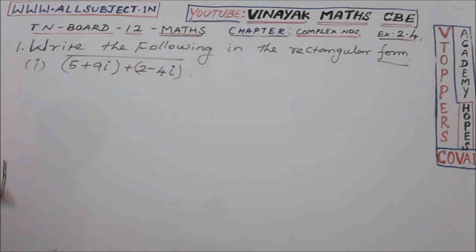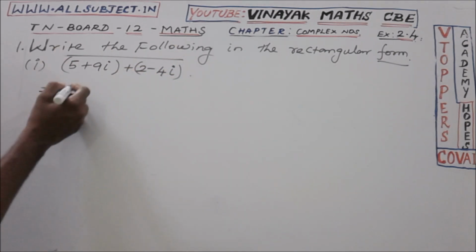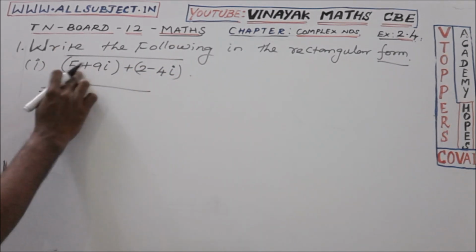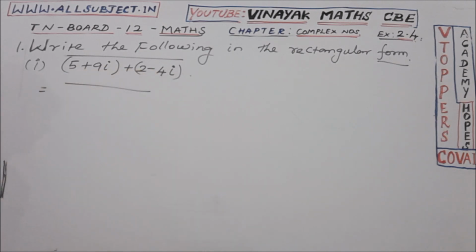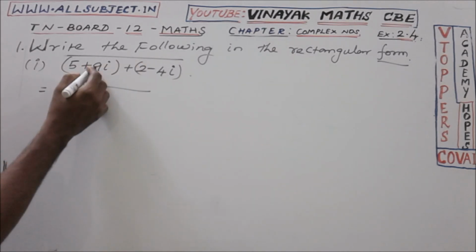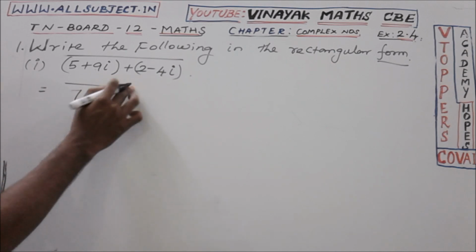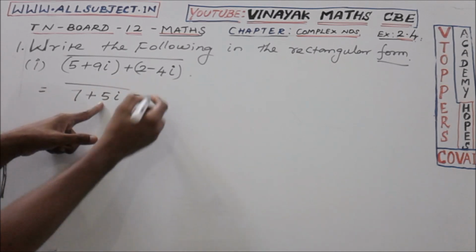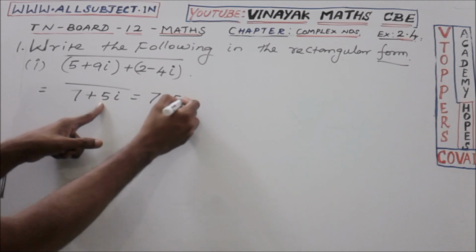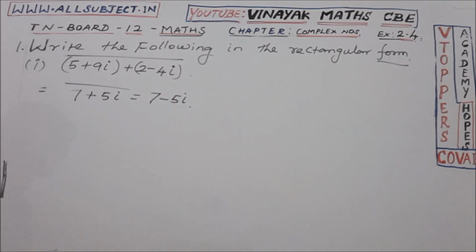Then apply the conjugate. So this is equal to the conjugate of adding these two values, 5 plus 2. While adding complex numbers, the corresponding real and imaginary parts are added. 5 plus 2 is 7. Then 9 minus 4, this is 5i. Now which will be equal to 7 plus 5i, which means the conjugate is 7 minus 5i. That is the first answer.